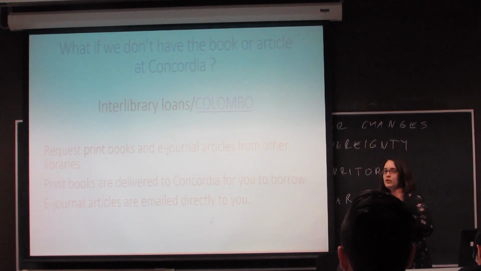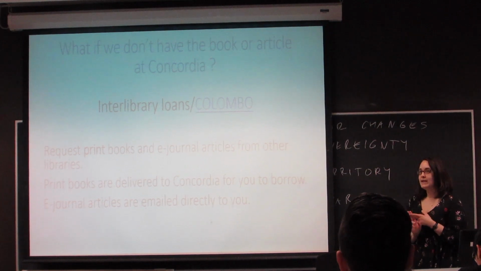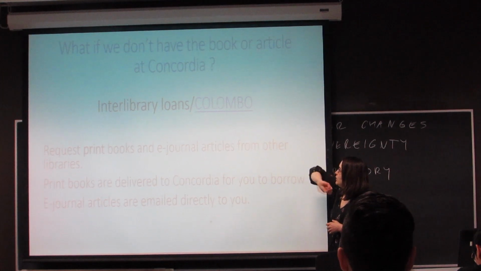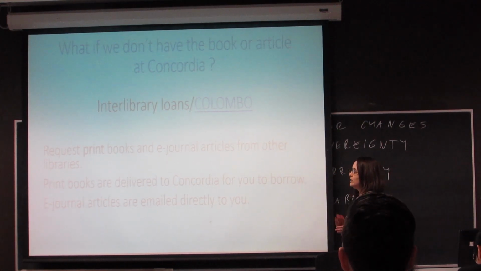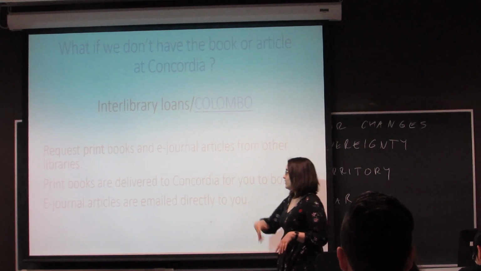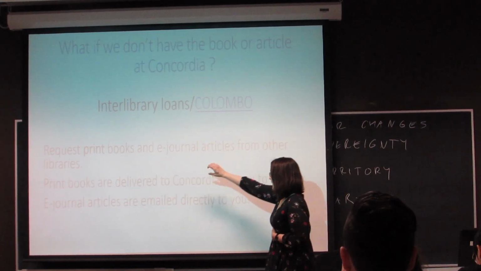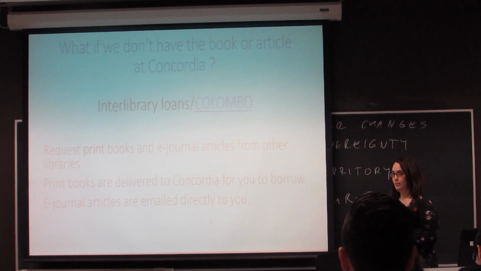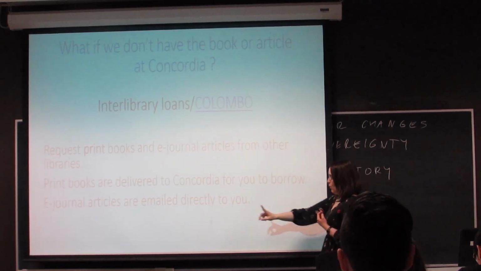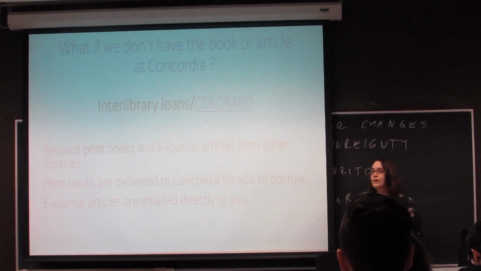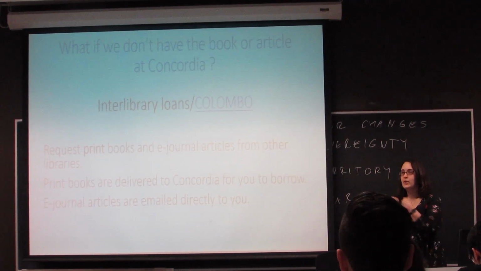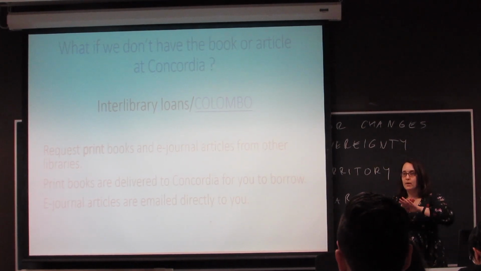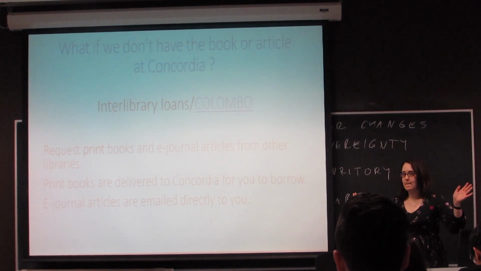If you're looking for a book, you have a book title, you look it up, and we don't have it, there are 2 ways to get it. One is Colombo. Colombo is what you log into with your Concordia username and password, and it's interlibrary loans. This allows you to request, look up, and print books and e-journal articles from other libraries. When you request a print book, it's delivered to Concordia, we email you, you get it for 2 weeks, you bring it back to us, and we give it back to whoever gave it to us.